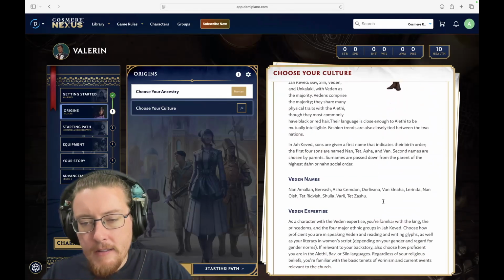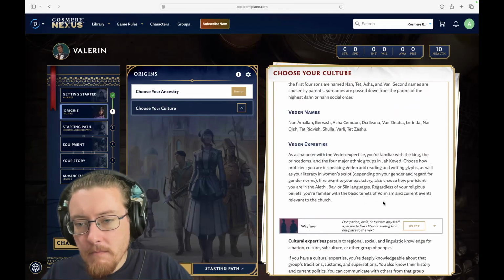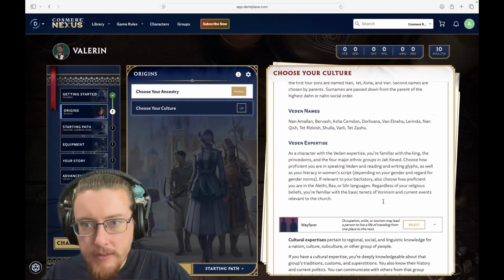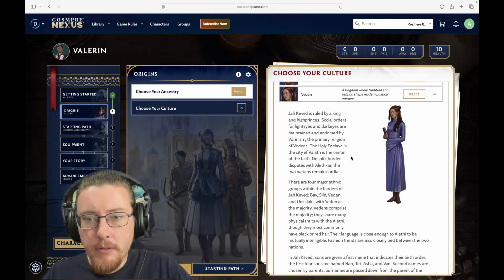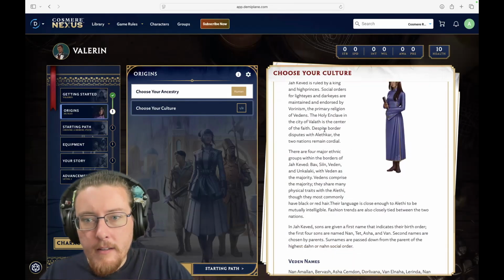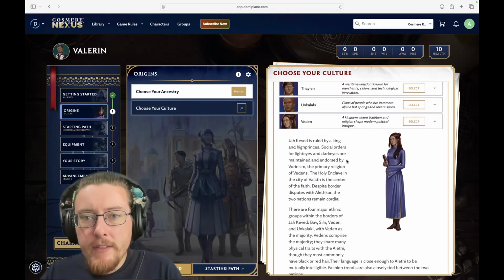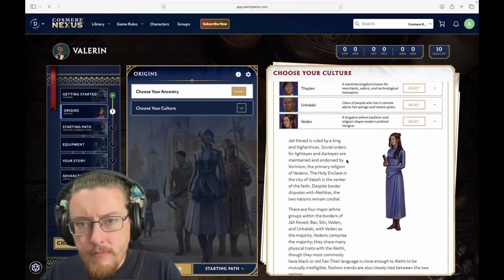Vedenar and Alethkar are much closer. Their people remain cordial. So I would really read into each of these cultures if you're unsure.